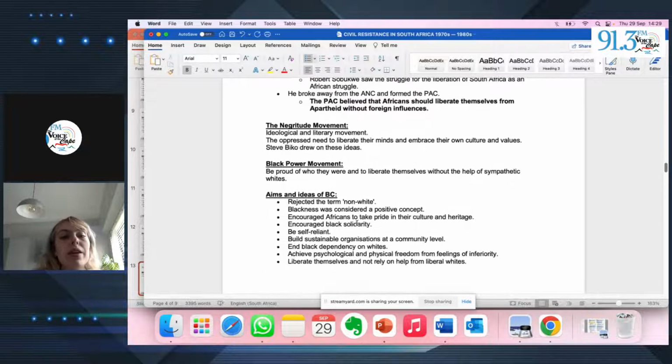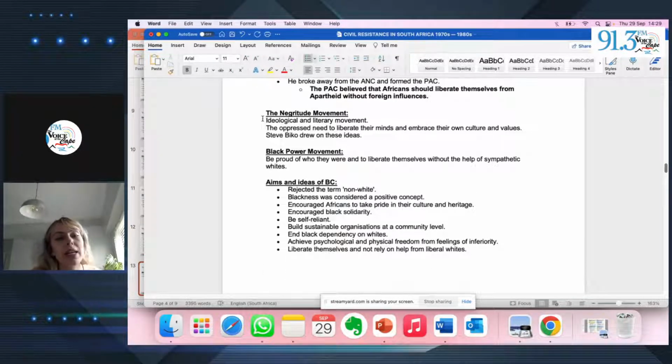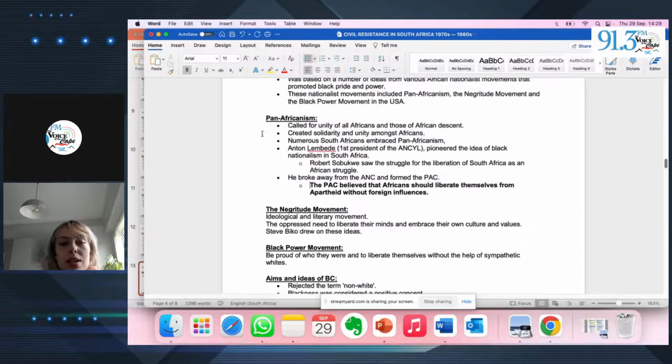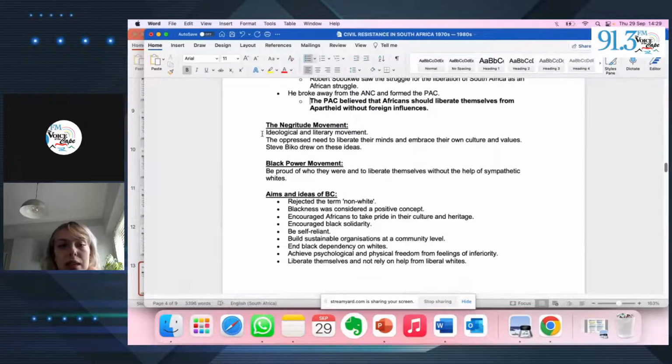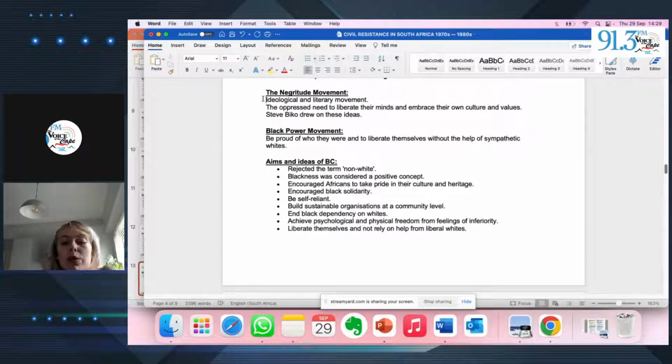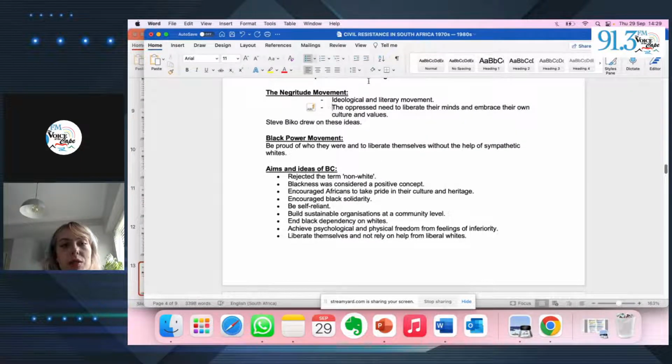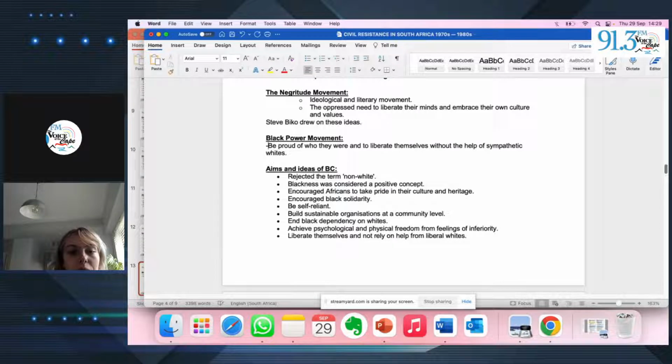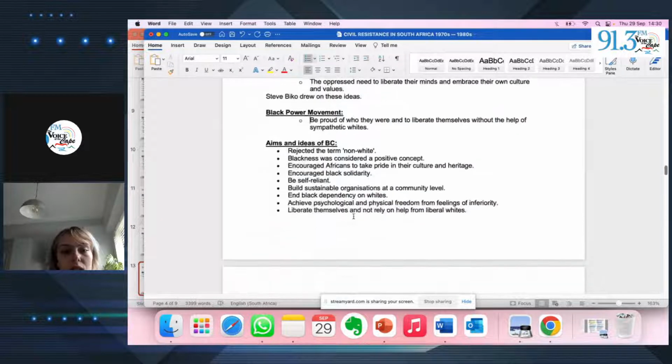And then the Negritude movement, which was an ideological and literary movement that basically just stated that the oppressed needed to liberate their minds and embrace their own cultures and values. And Steve Biko drew on these ideas to create the Black consciousness movement in South Africa. And then the Black Power movement inspired people to be proud of who they were and to liberate themselves without the help of sympathetic whites. Okay, so these were all adapted, and from this we have the Black consciousness movement.